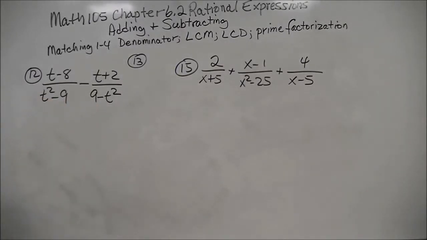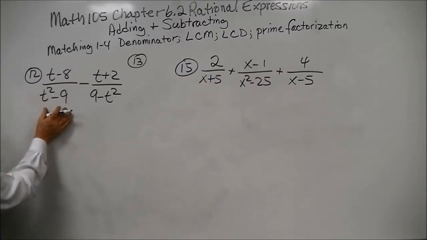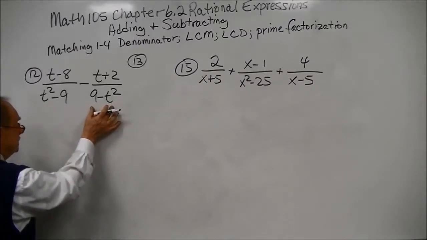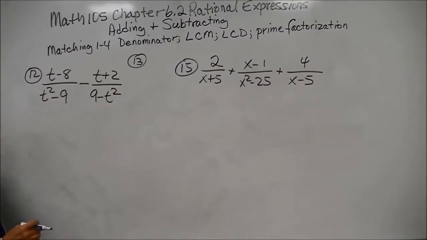But again, we're trying to give you some that are a little different and give you some hints on strategy. So as we look at number 12, we see this denominator is the difference of perfect squares. This denominator is also the difference of perfect squares, and the terms are the same, but the signs are reversed. So if we have reversed signs, what technique from chapter 5 did we say we could do?